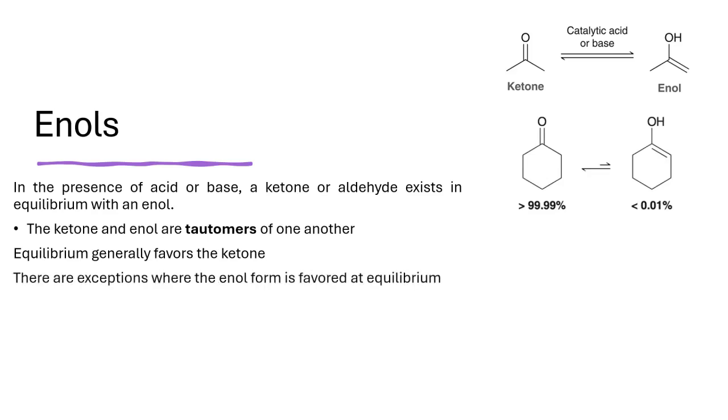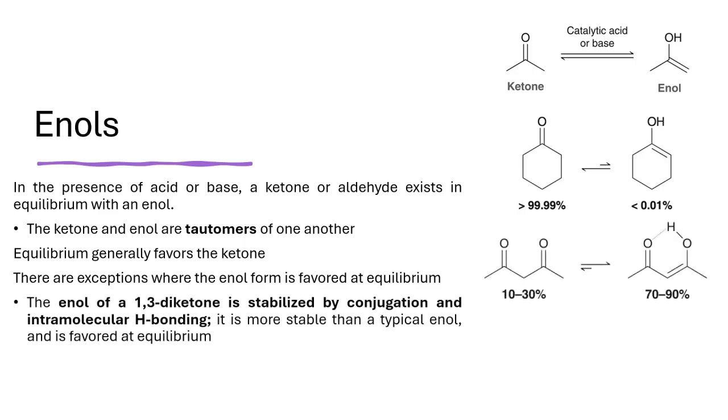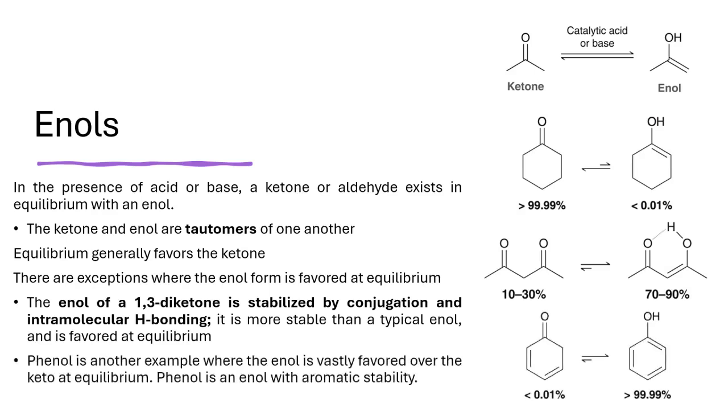The enol of a 1,3-diketone is stabilized by conjugation and intramolecular H bonding. It is more stable than a typical enol and will be favored at equilibrium. Phenol is another example where the enol is vastly favored over keto at equilibrium. Phenol is an enol with aromatic stability.